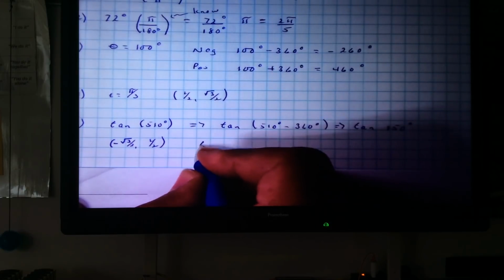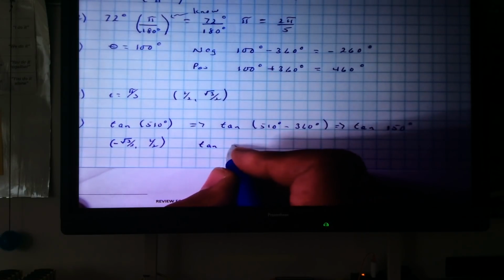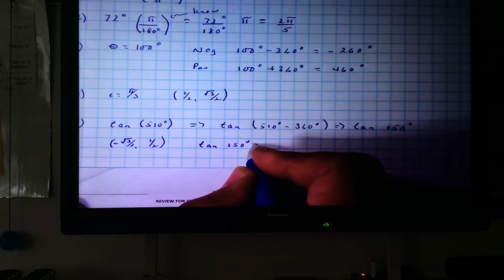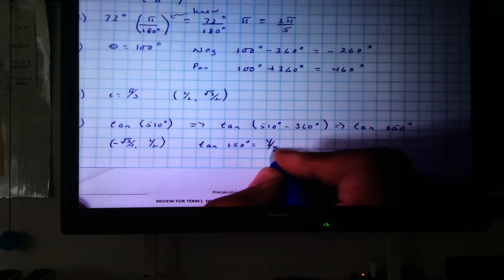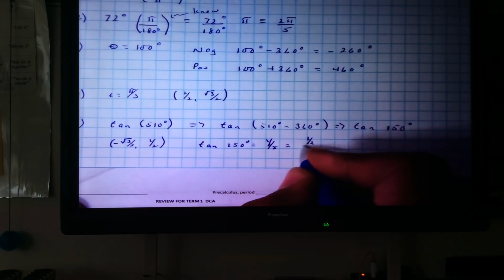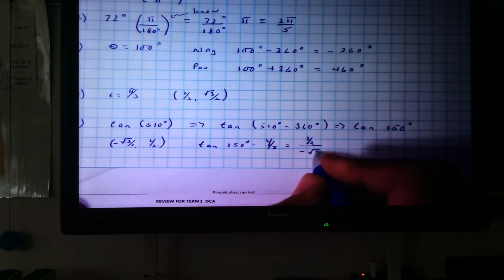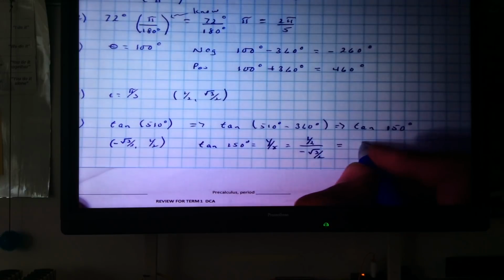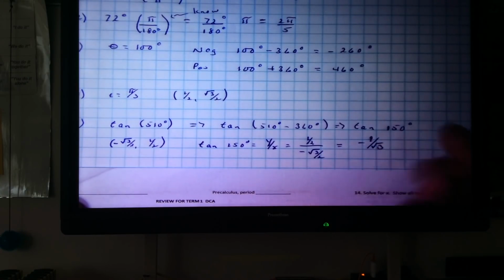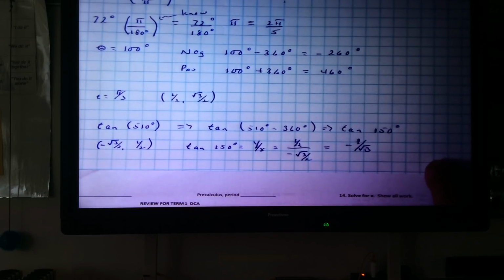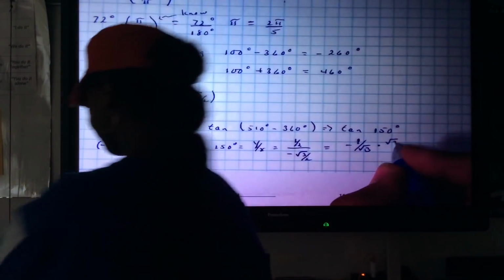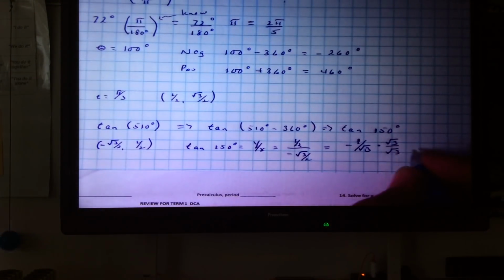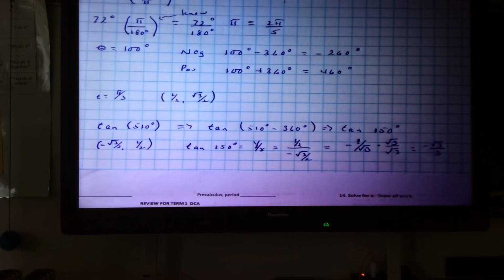So the tangent of 150 degrees is y divided by x, which is 1/2 divided by negative square root of 3 over 2, which is negative 1 over the square root of 3. And we're going to need to rationalize the denominator. So we'll multiply this by the square root of 3 over the square root of 3, and we get negative square root of 3 over 3. That will be our answer.